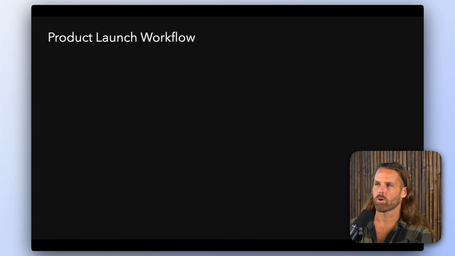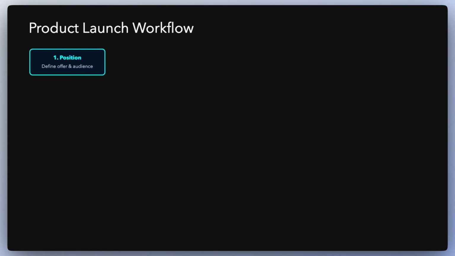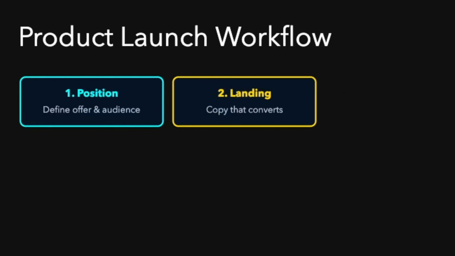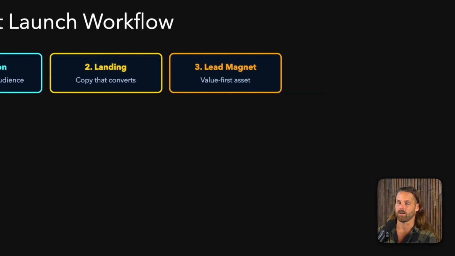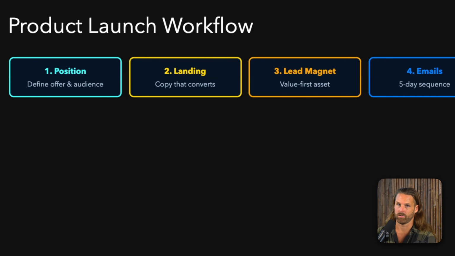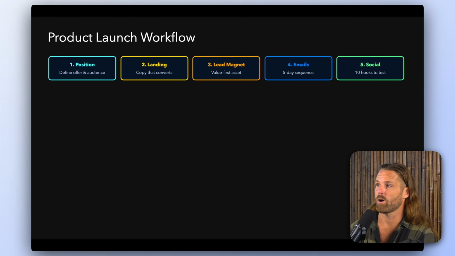Let's imagine we're going to launch a product. What do we need first? We need a position. What's the offer? Who's the audience? Then we need a landing page with copy that will convert. We're going to need a lead magnet to capture leads. Then we're going to do a 5-day email sequence to build trust. And then we are going to create social posts and hooks that we can test out. So this is all going to be one skill.